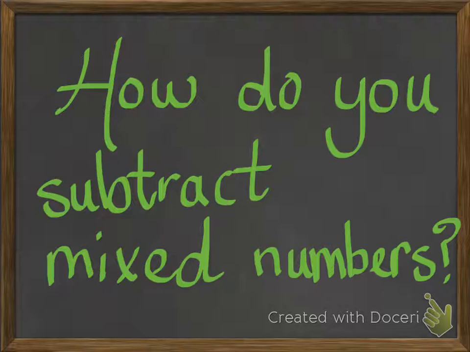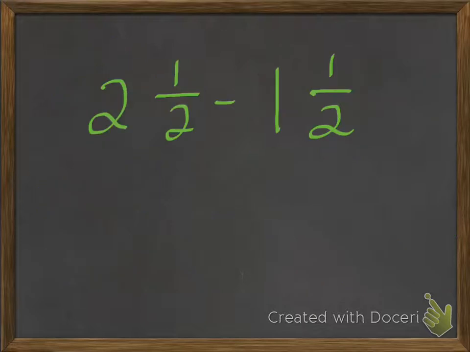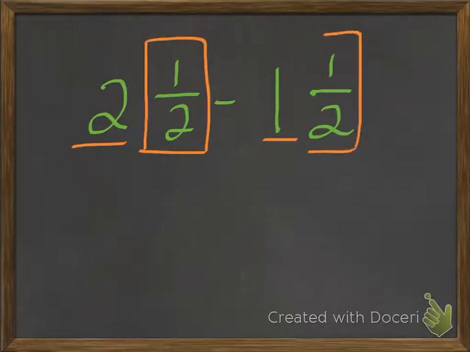Alright, well, how do you subtract mixed numbers? So now we've been subtracting fractions. What about subtracting mixed numbers? Well, we're going to start off kind of easy, and then we're going to move into some mixed numbers that are more challenging. Okay, so when you have mixed numbers, what we're going to do is ignore at first the whole number and just focus on the fraction.